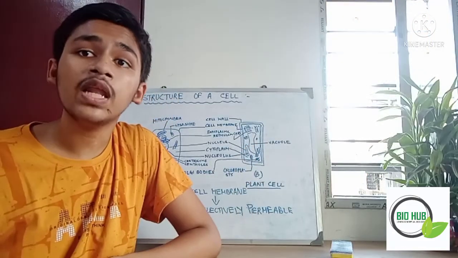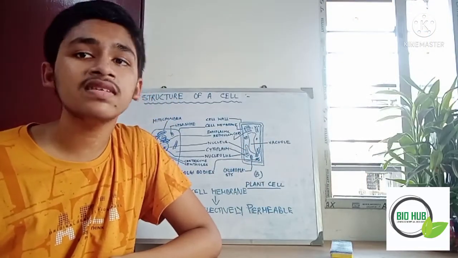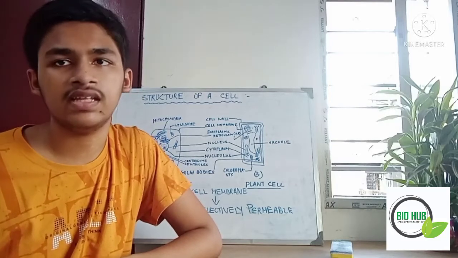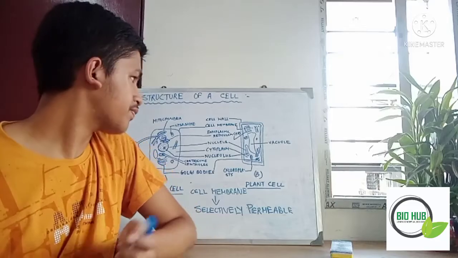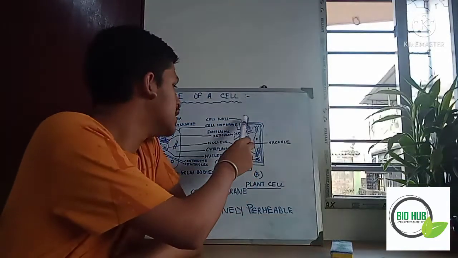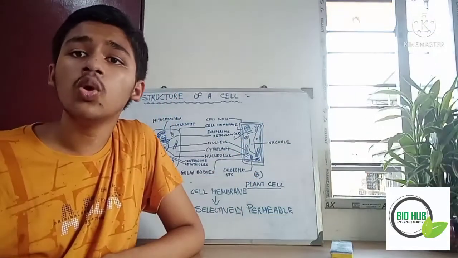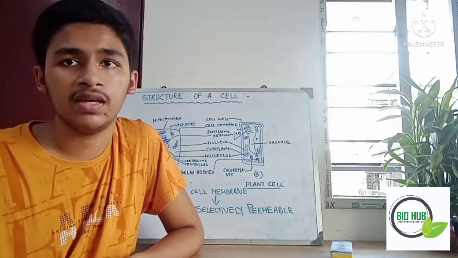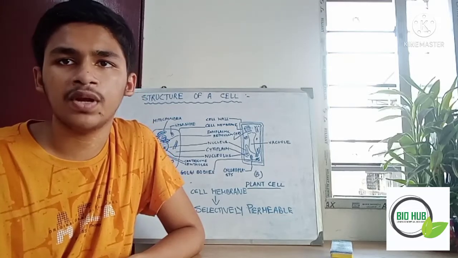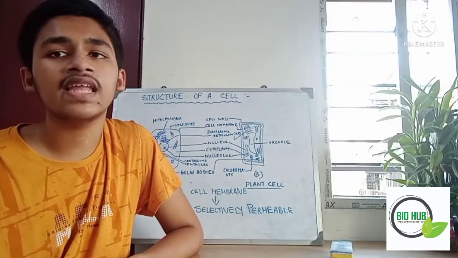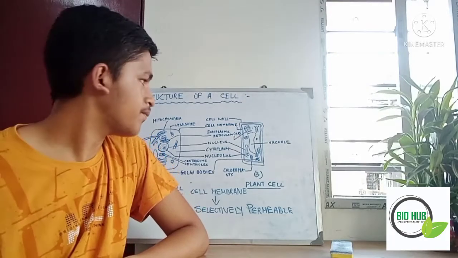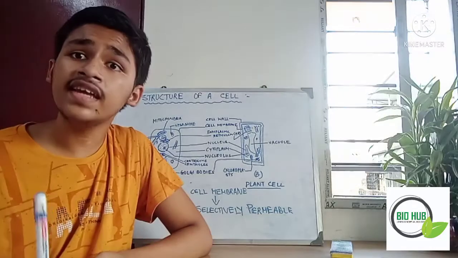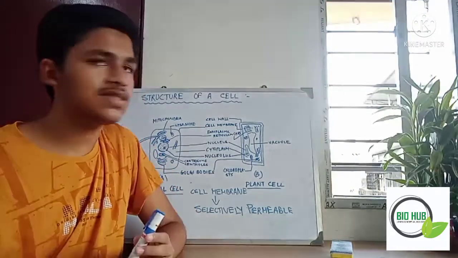The cell wall is only present in plant cells and some bacterial cells, but not in any animal cell. Cell wall is not selectively permeable. It is freely permeable. Any substance can enter or exit through the cell wall. It will not hinder anyone's entrance.